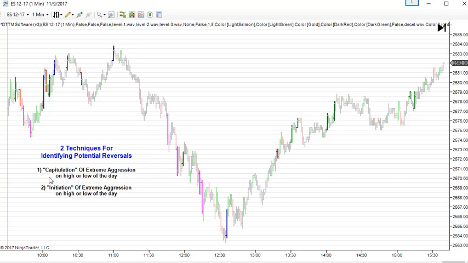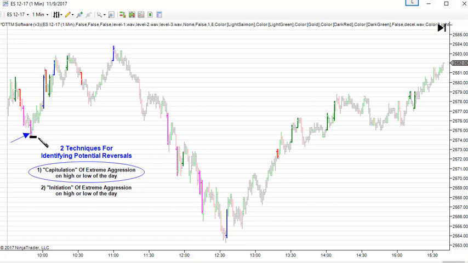So the first one is what I call capitulation of extreme aggression, and this needs to happen especially on the high or low of the day. It's a situation where you have a level 3 selling bar on the low of the day that has no follow through and quickly has its high taken out, such as this one right here. You can see we have a level 3 selling bar. It's on the low of the day when it formed.